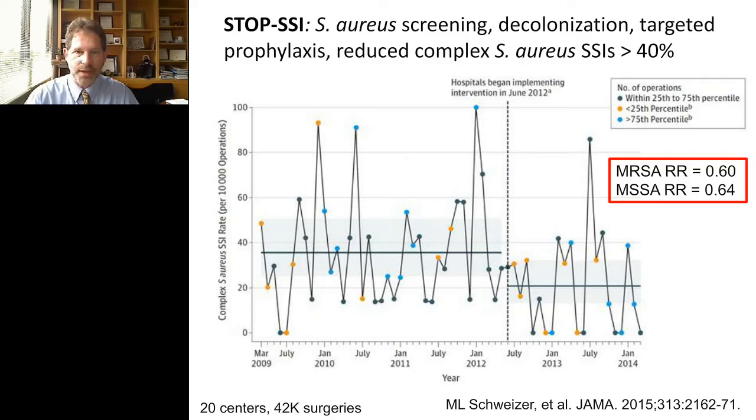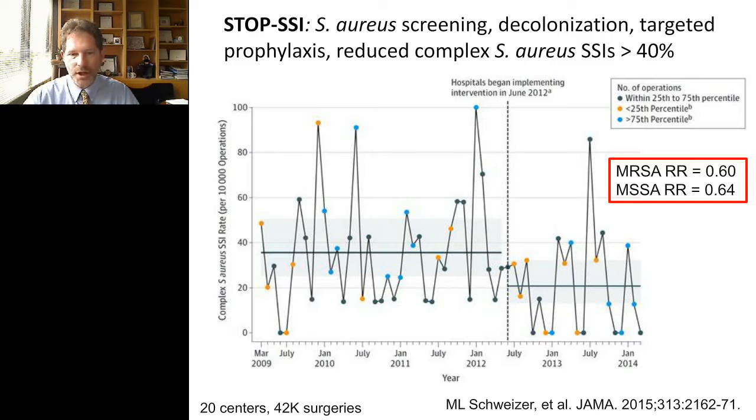And sure enough, when they screened for Staph aureus and then applied mupirocin and chlorhexidine decolonization, they were able to reduce complicated Staph aureus surgical site infections by over 40%. And the red box to the right is basically just to show that they were able to reduce surgical site infections due to both methicillin-resistant Staph aureus, or MRSA, as well as its more susceptible cousin, methicillin-susceptible Staph aureus.